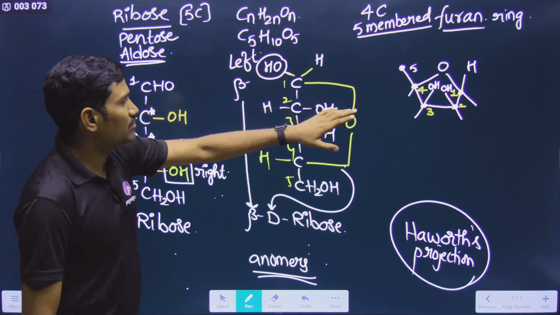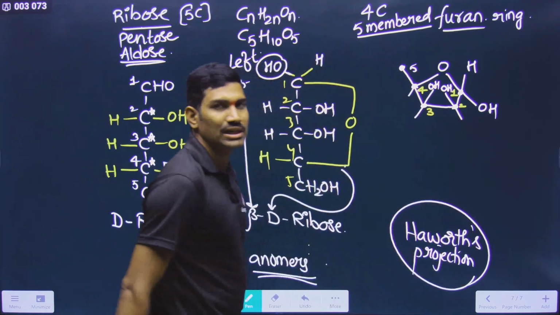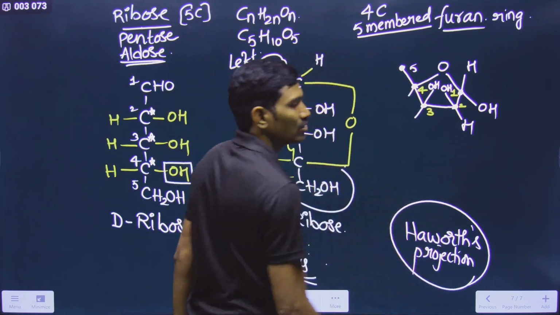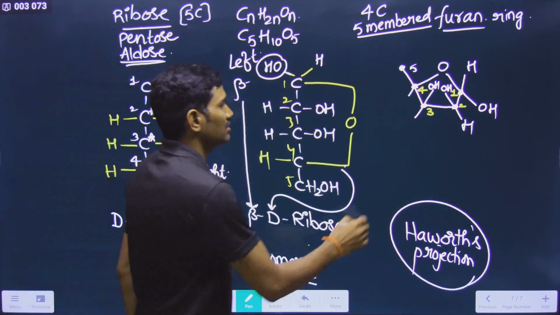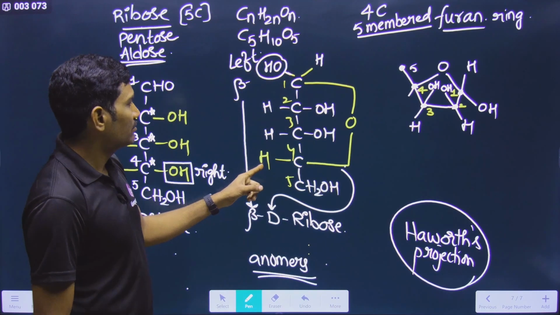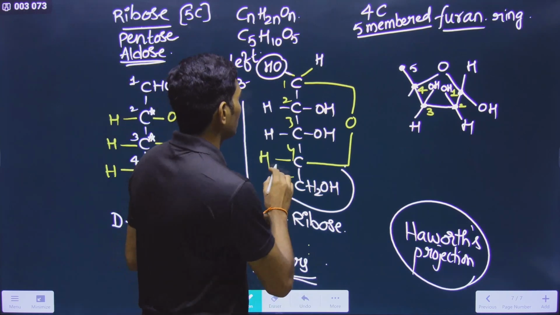Now we will go for this one. Here left side means below the plane. First carbon OH below. For the second carbon, H below the plane. Third carbon, H below the plane. Understood or not? Next one, fourth carbon.